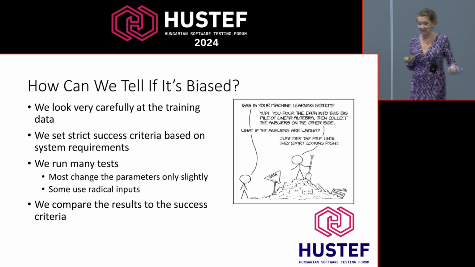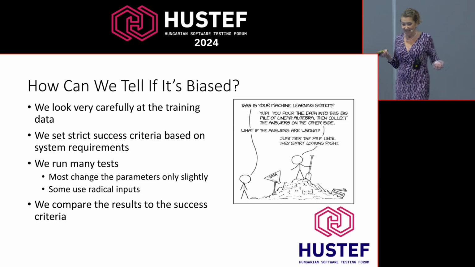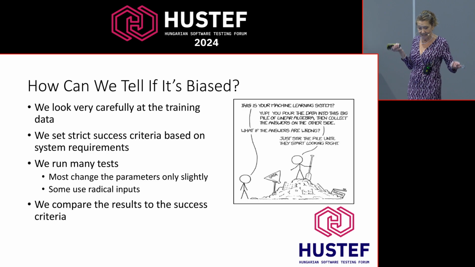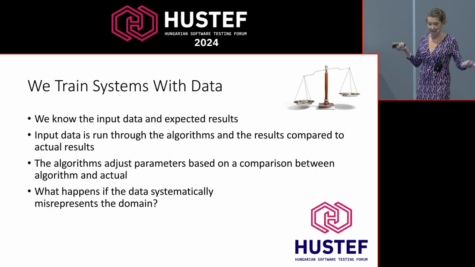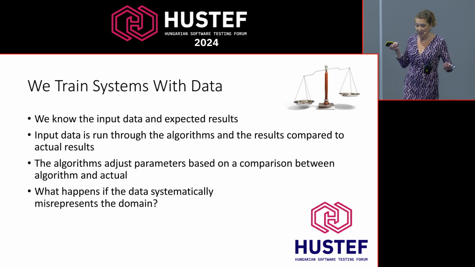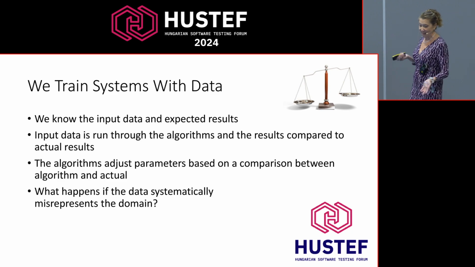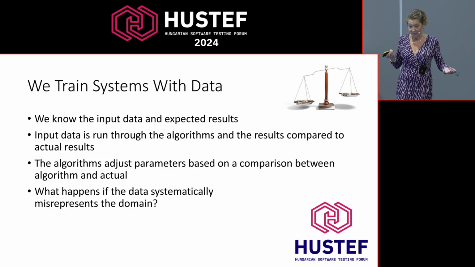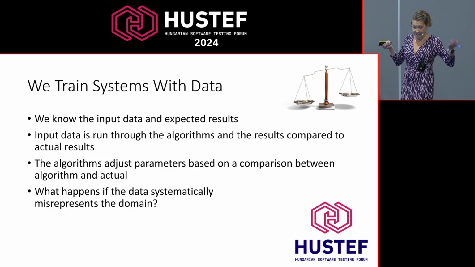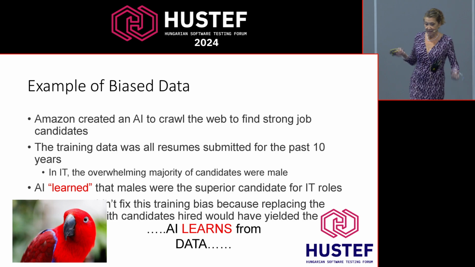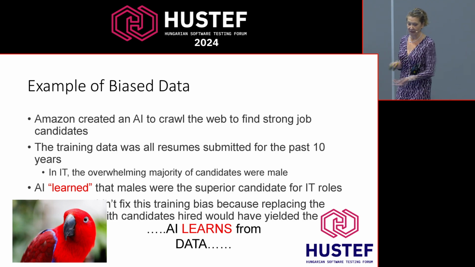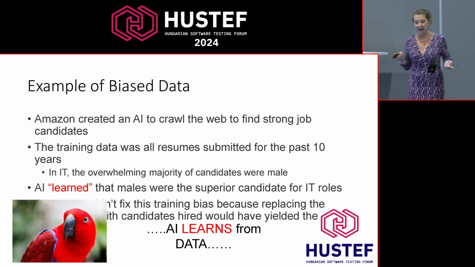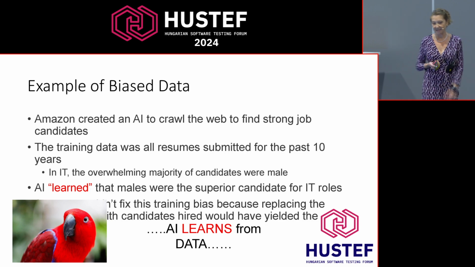We look carefully at the data, we set criteria, and we run loads and loads of tests, and we still compare the results. We know what we input, but we can't always tell how it's going to come out of the algorithm, so it's complicated. We can adjust parameters, and still we may not know. So what do we do? Well, we've got to look at some examples of biased data.